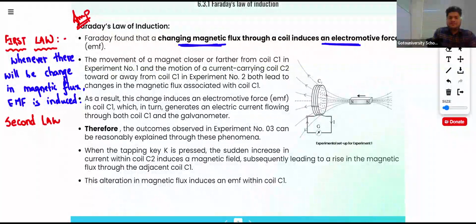Second law. I hope you learned the first one. What was the first one? Whenever there is change in magnetic flux, EMF will be induced. Once more. Whenever there is change in magnetic flux, EMF will be induced. Now, the second one.